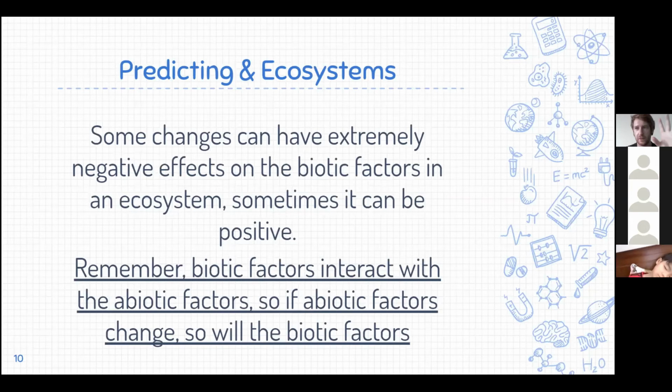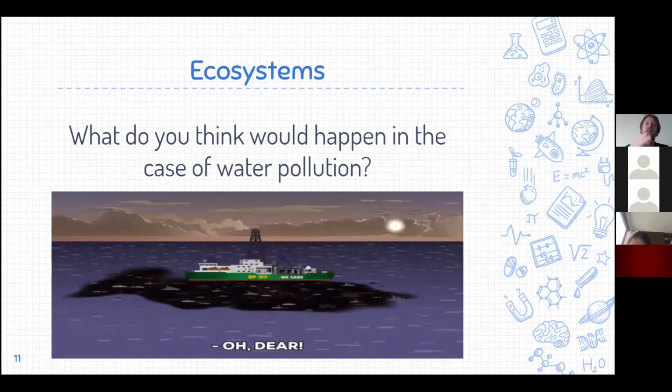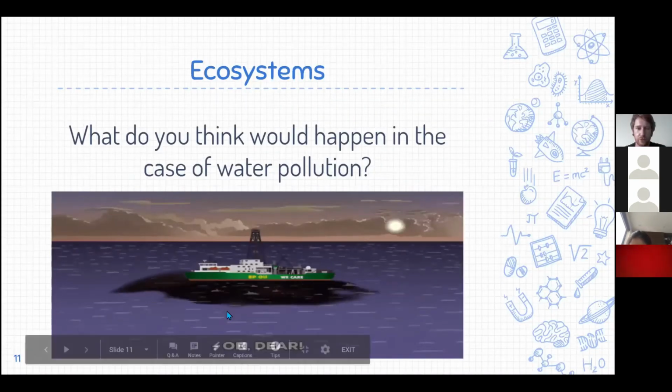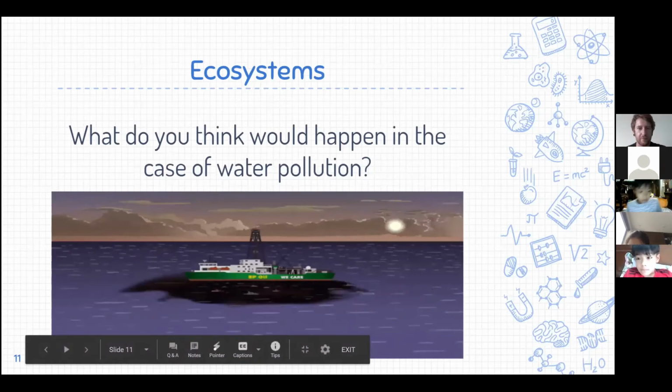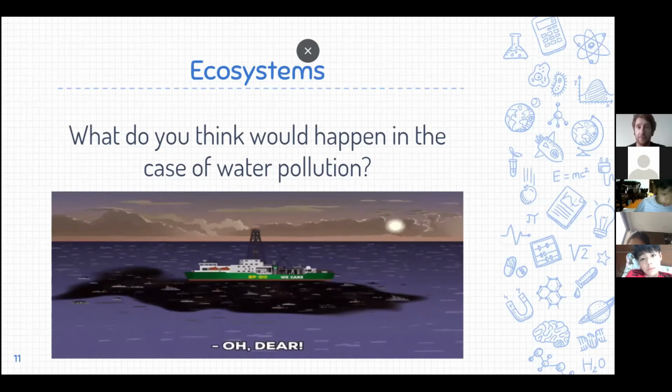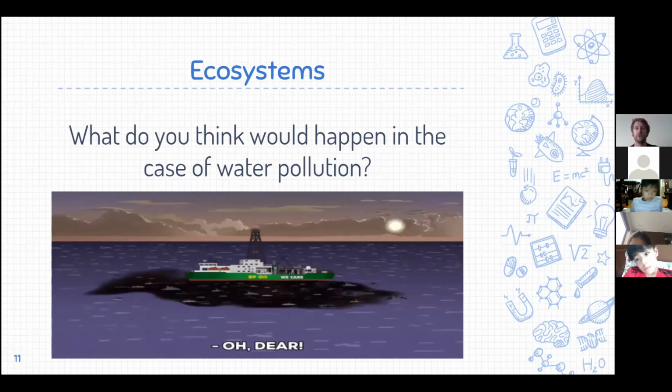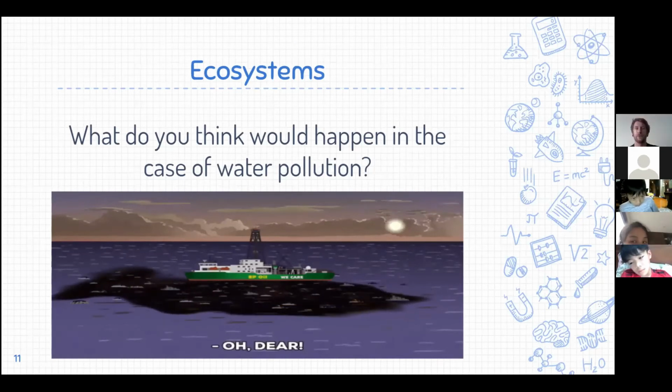Okay, this is what you need to understand: when a change happens to something, such as the amount of water, or the amount of air, or the amount of sunlight, it's going to have an effect. So, what do you think would happen in the case of water pollution, as an example? Let's look at this. You have a boat and it's spilling oil into the sea. What do you predict will happen to the biotic life when we change the abiotic water?